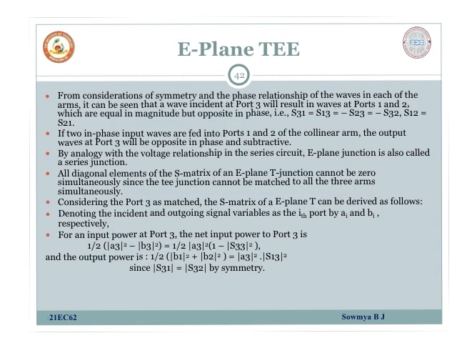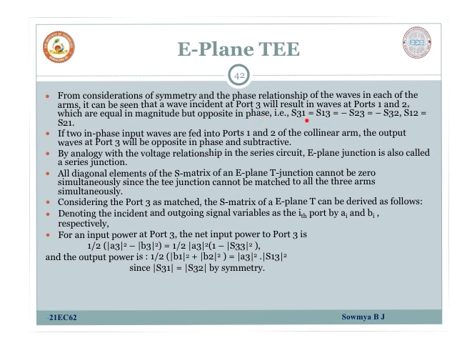Now, let us first understand the E-plane T. Let us analyze the E-plane T. As we already discussed the symmetry property, from the considerations of symmetry as well as the phase relationship of the waves in each arm, we can justify that a wave which is incident at port 3 will result in waves at ports 1 and 2. Whenever there is a wave incident at port 3, we will have waves at ports 1 and 2 which are equal in magnitude, but opposite in phase.